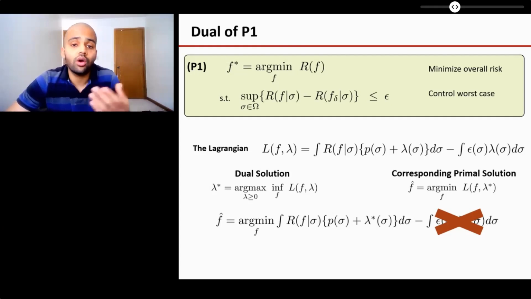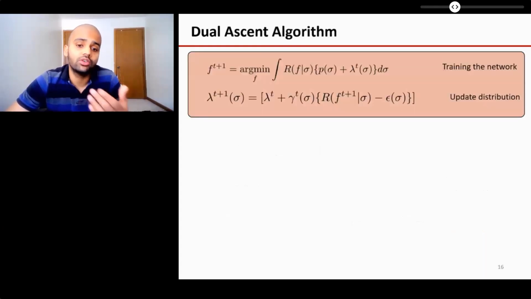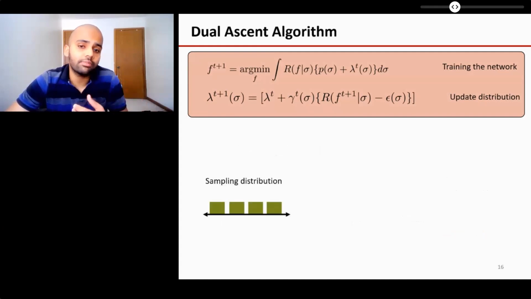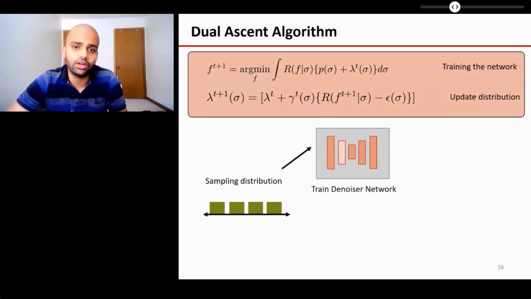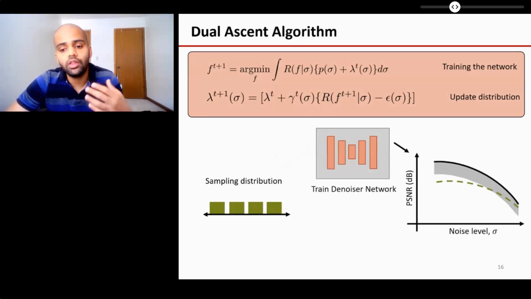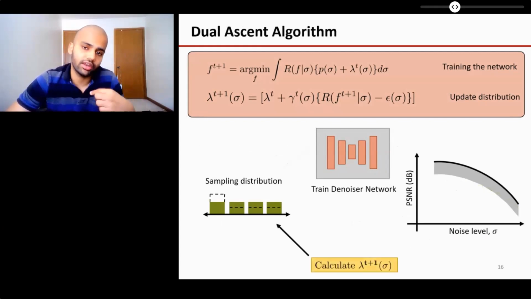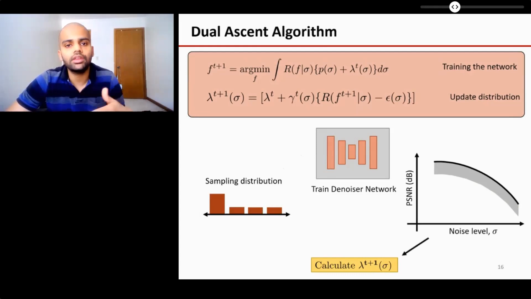Now, of course, we don't know how to get the dual solution, for which we propose a dual ascent algorithm. This algorithm consists of 2 steps, which we perform iteratively till the algorithm converges. Now let us take a closer look at what these 2 equations actually mean. We start with a sampling distribution with which we train the network. Once the network is trained, we plot the corresponding conditional risk curve, based on which we update the Lagrangian multiplier lambda, which then updates the sampling distribution, and then using this we train the network again. We keep repeating this process till the algorithm converges.